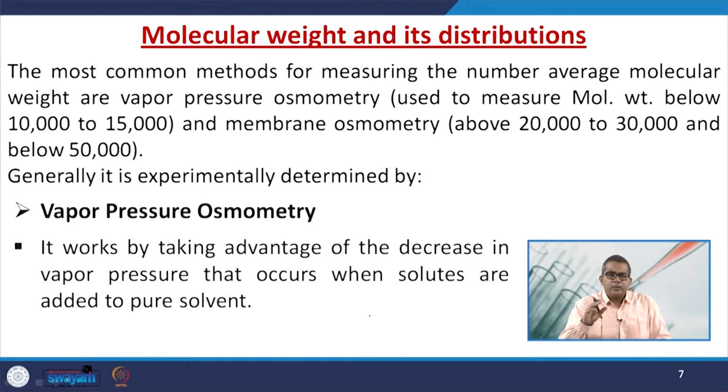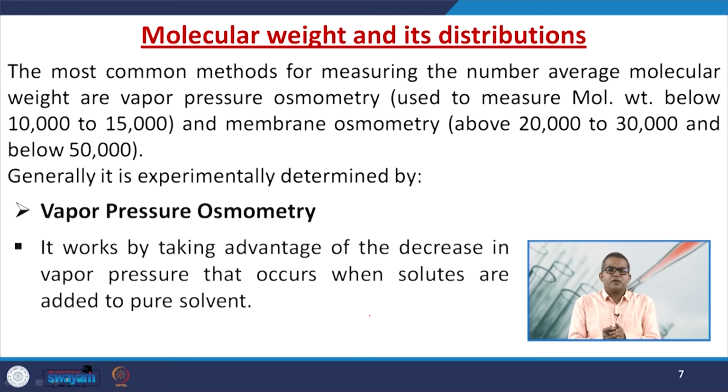Now, the most common methods for measuring the number average molecular weight are vapor pressure osmometry, which usually measures molecular weight below 10,000 to 15,000, and another approach, membrane osmometry, for above 20,000 to 30,000 and some below 50,000. Generally it is determined with the help of experimental tools, and let us have a brief look at vapor pressure osmometry and membrane osmometry.